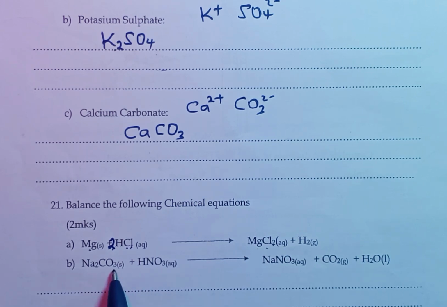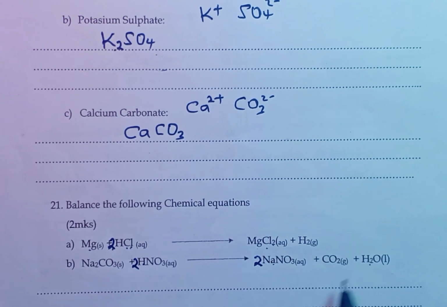Then we have sodium carbonate reacting with nitric acid to give us sodium nitrate, carbon dioxide, and water. And for us to balance this chemical equation, we have 2 sodiums here. On the other side, we have 1, so we write 2 in front of sodium nitrate, so that we will be having 2 sodiums. Then on the product side, we have 2 hydrogens. Here we have only 1, so we write 2 in front of nitric acid, so that the number of hydrogens will be balanced.